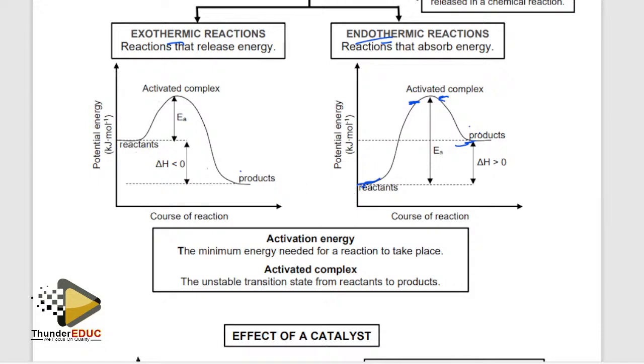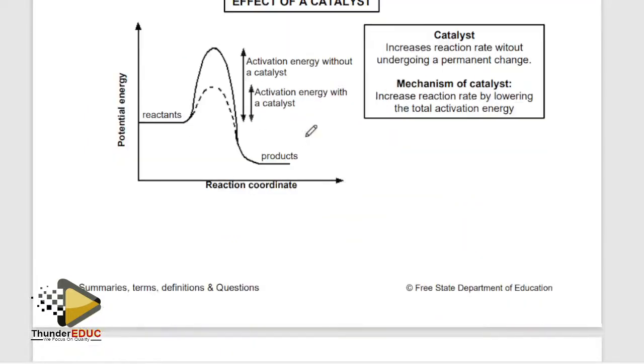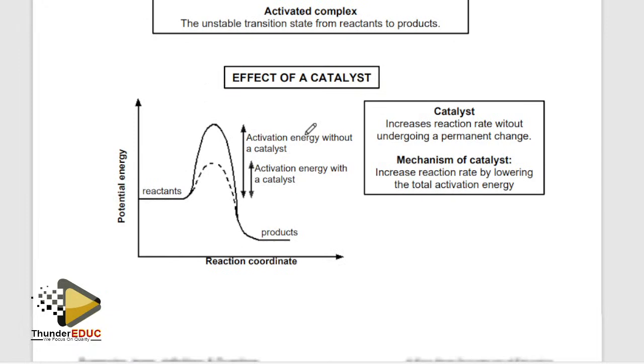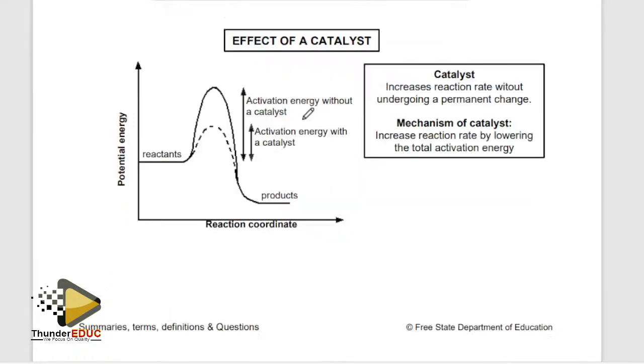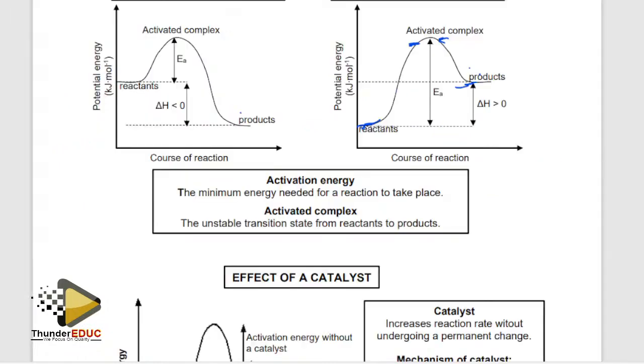Now, this one is easy. But now, when it comes to these graphs, when a catalyst is added, how will this reaction behave? When the catalyst is added, what will the catalyst do? What the catalyst does is give an alternative way for the reaction.